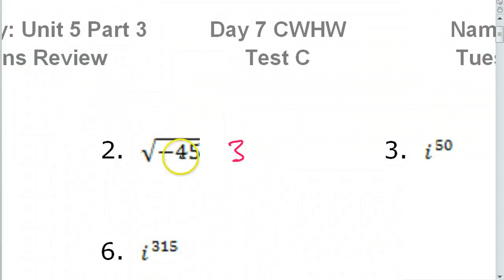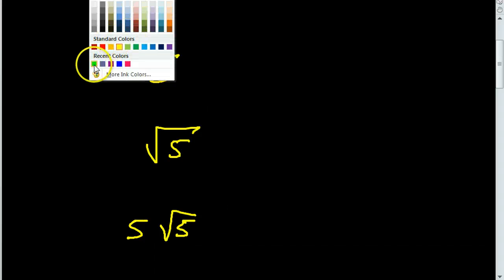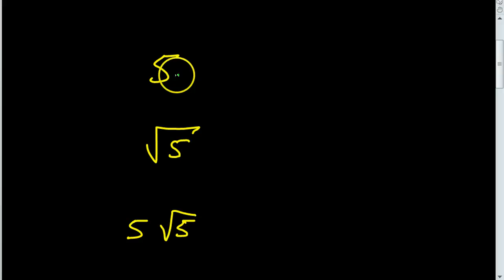All right, here's a brief discussion of the placement of i while we're at it. There are 3 possibilities. Sometimes we have just a regular number like 5. Sometimes we have a radical like square root of 5. And then sometimes we have both, like 5 radical 5. All right, let's talk about where i goes in each one of these 3 situations. Okay, if you have just a regular number, the i goes on the right, 5i. If you have a square root, the i goes on the left, i radical 5. If you have both, it's going to go in the middle.